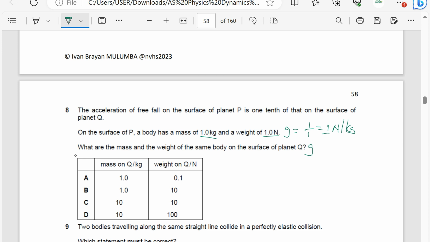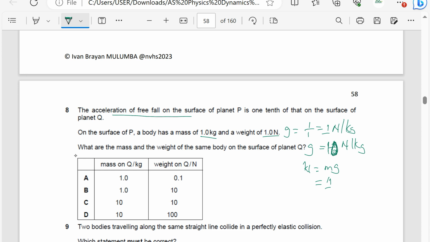So g on Q is going to be 1/10 of g on P. So it is 1/10 newtons per kilogram on Q. So it means the weight is going to be m times g on Q, where m remains 1. No. The acceleration of free fall on the surface of planet P is a 10th. So g on Q should be 10 times that of P. So this is going to be 10, not 1/10.